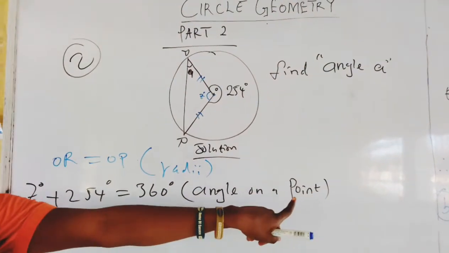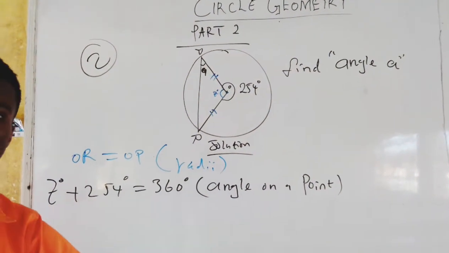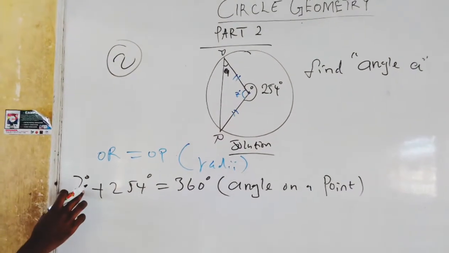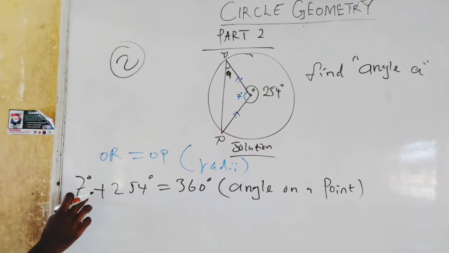This comment is very important. If you don't have this comment, you will lose marks. So now this is my Z plus this. I want to make Z the subject of the formula.